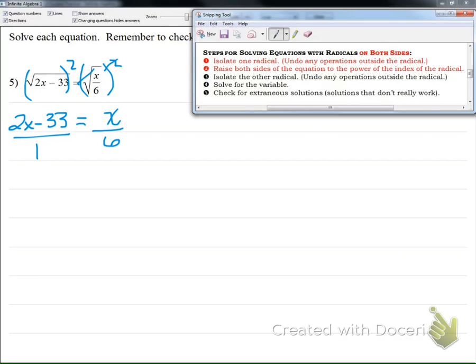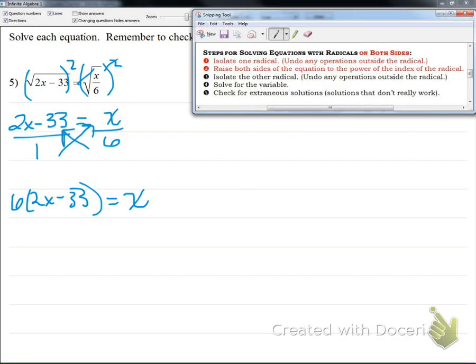Then what do you see there? Oh, a fraction equaling a fraction, or these are proportional to each other. So I'm going to cross multiply. This might be a review. So I'm going to multiply the 6 times the whole expression, 2x minus 33, and the 1 times the x. So 6 times the whole expression, making sure that I write it inside parentheses, so that I know I need to multiply 6 times the whole thing there, is equal to, and then 1 times x is just x.